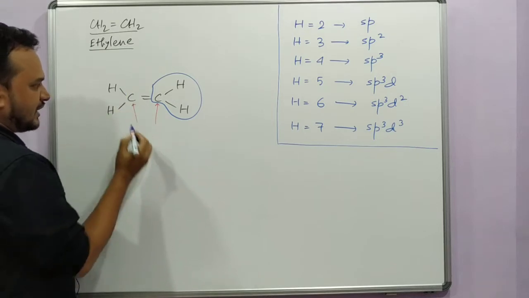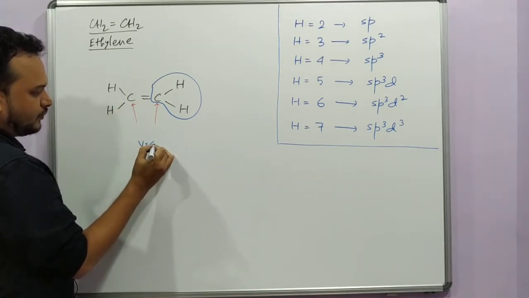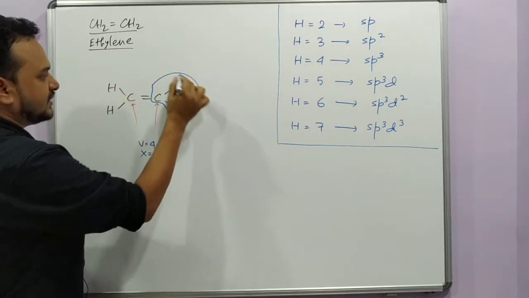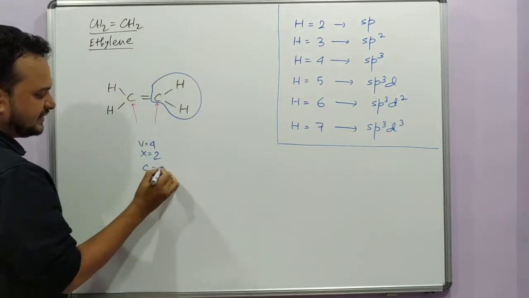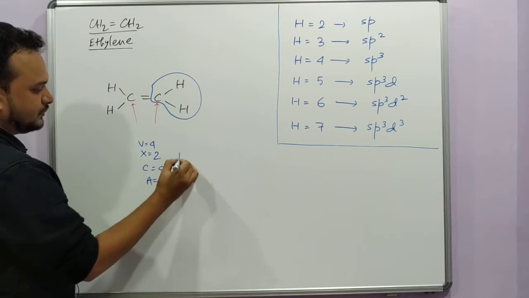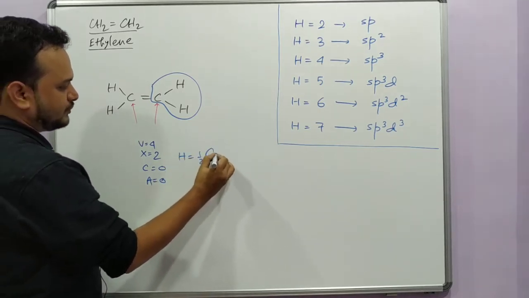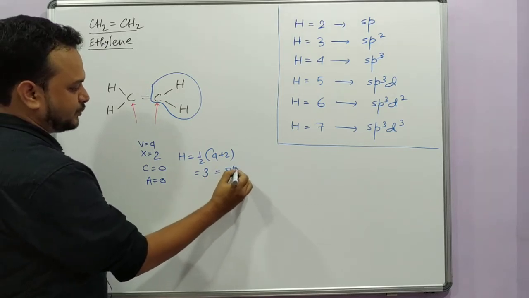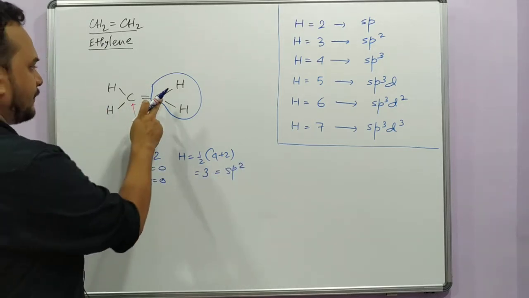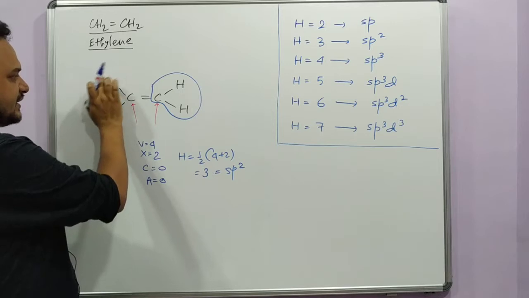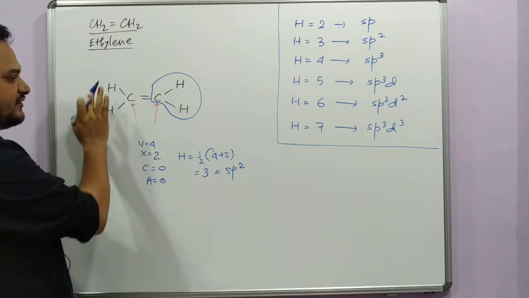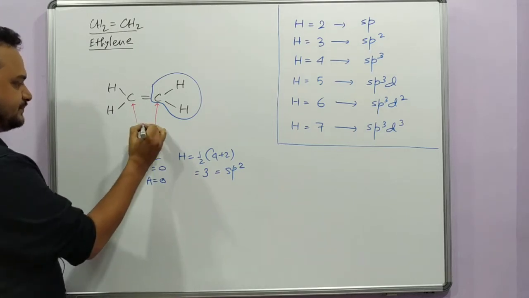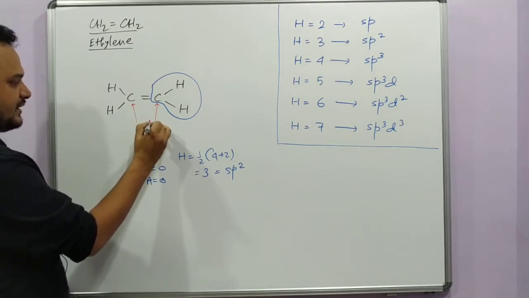So for this carbon, now V equals 4. Here X will be equal to 2, only these 2 hydrogens, because this is a divalent entity. Again C equals 0, A equals 0. So H will be equal to half into 4 plus 2, that is equal to 3. That means sp2 hybridized. Same thing will apply for this carbon also. In that case, this CH2 will be treated as a divalent entity and it will again come as sp2 hybridization. So both of them are sp2.